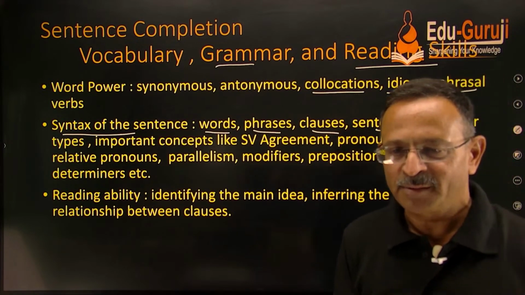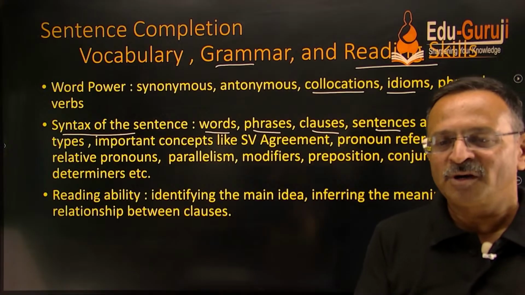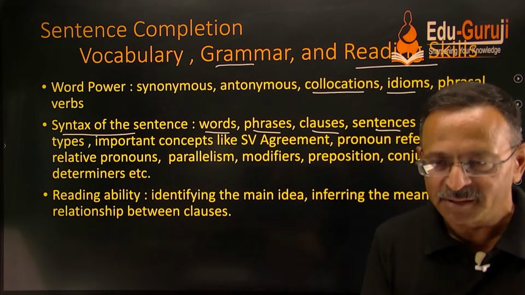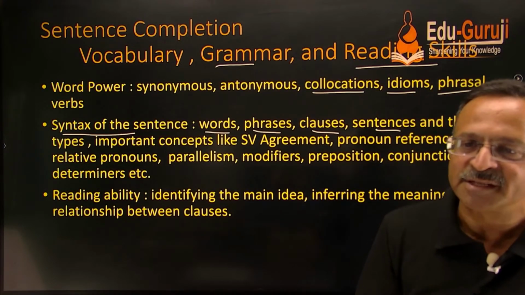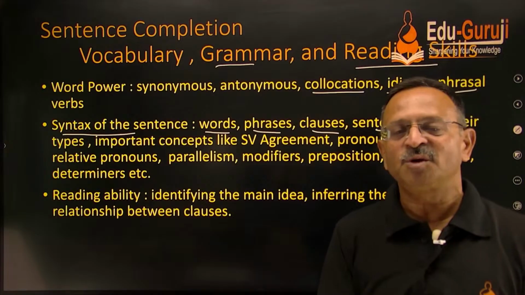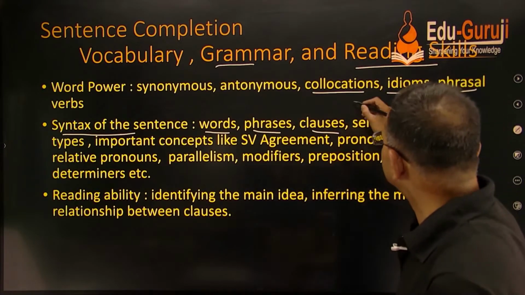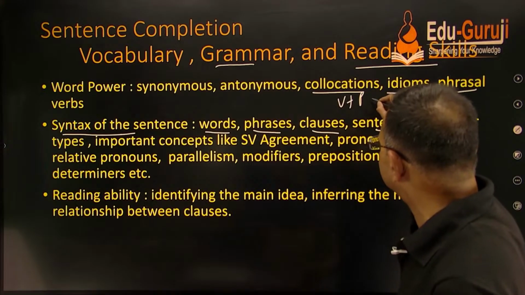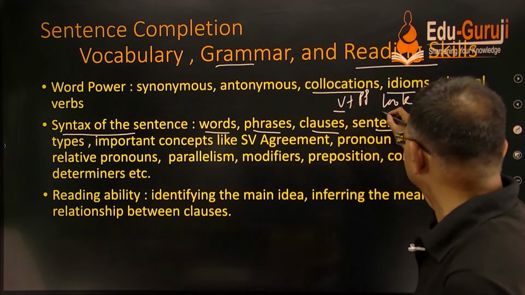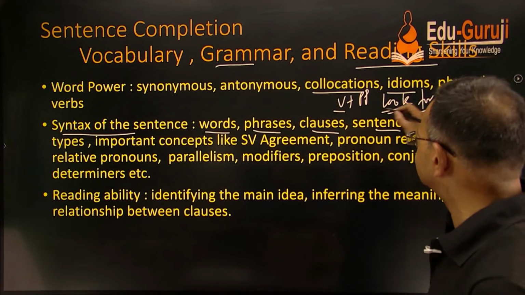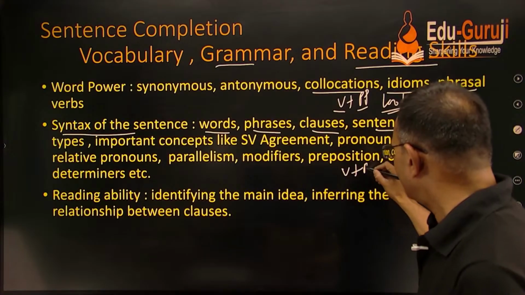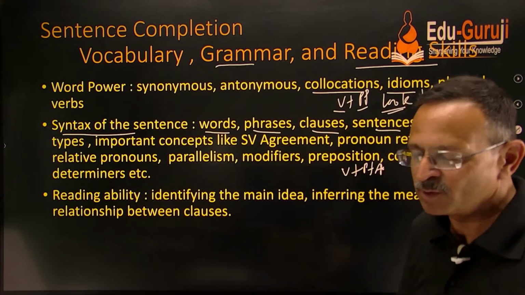Idioms, I'm sure you know about them. Idioms are basically groups of words where the meaning does not come from the combined meaning of the parts. Then you have phrasal verbs. Phrasal verbs are a combination of verb plus preposition. It may be like look for. Here look is the verb, and for is a preposition. And there can be verb plus preposition plus adverb.